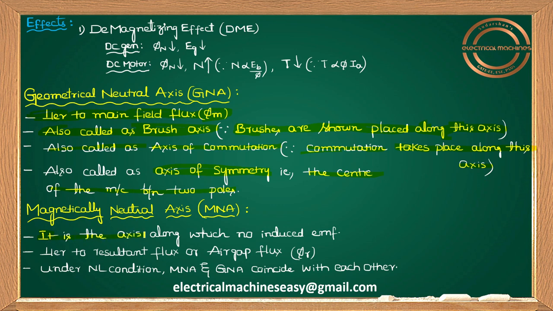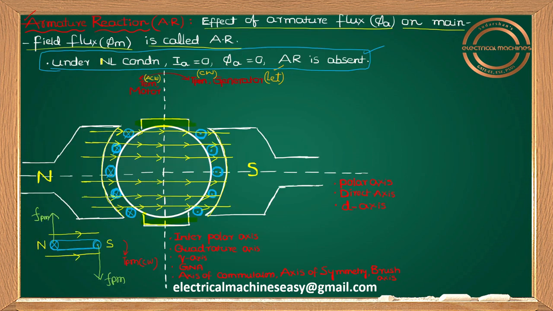See, MNA means it is the axis along which if we place conductors, there will be no induced EMF. I'll tell you the reason also for that. So magnetically neutral axis is the one along which there is no induced EMF. Before that, MNA will be perpendicular to whom? Perpendicular to resultant flux, or I can say air gap flux, phi r. Suppose under no load condition, if Ia is not there, what about phi a value? Phi a also equals 0, no? Whenever phi a is not there, your resultant flux equals main flux only. If phi a is there, the effect of phi a and phi m gives you armature reaction, and the resultant flux will be somewhat different. Suppose if phi a is not there, your phi m itself becomes phi r.